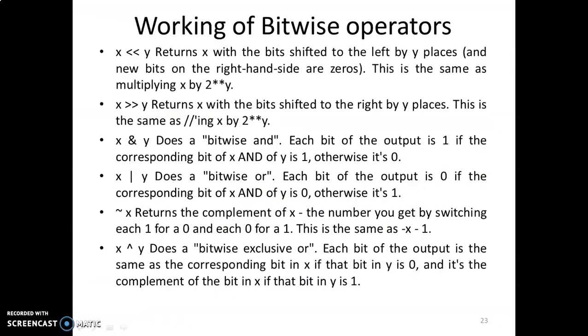Then I think we can now discuss the more important operators, that is, bitwise left shift and right shift. Just see how left shift works. It is represented as x << y. It returns x with the bits shifted to the left by y places. In left shift, you shift the bits towards the left, and for as many bits as you shift, that many zeros are added on the right side. A shorter way of remembering this is that it is the same as multiplying x by 2 raised to the power y.